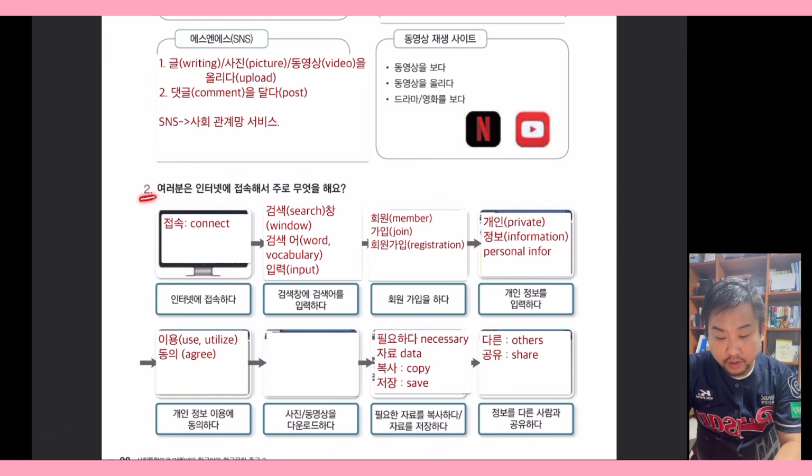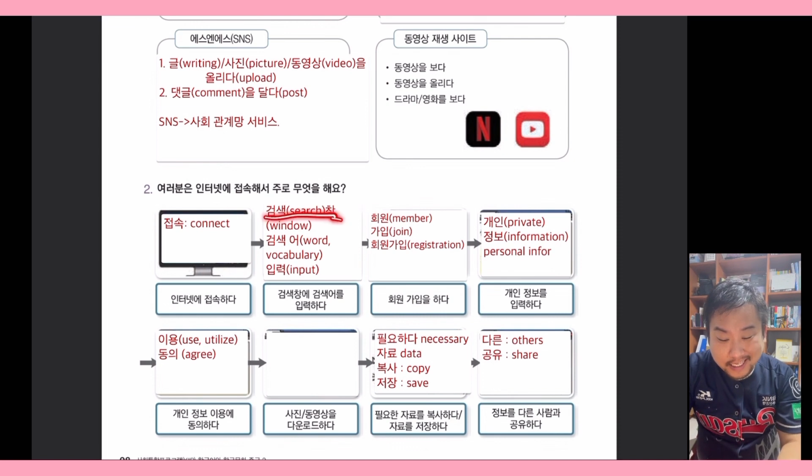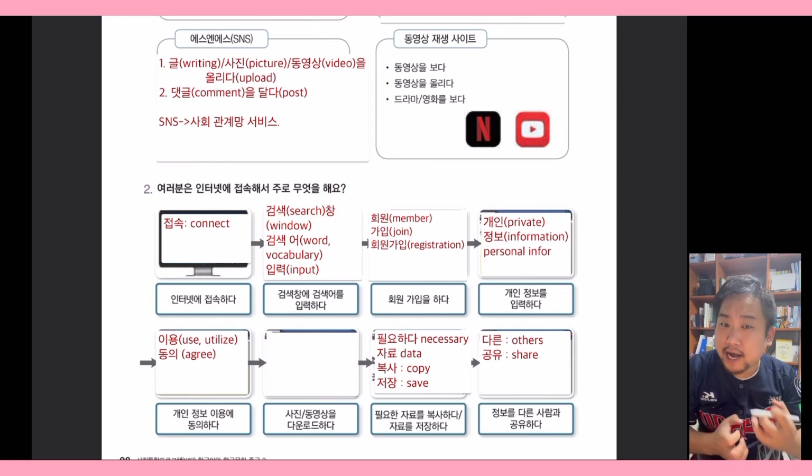Here, number 2, 여러분은 인터넷에 접속해서 주로 무엇을 해요? What are you doing when you 접속, connect to the internet? What do you do after you're connected? What do you usually do on the internet? So 검색창. 창 is 창문, like a window. So search window에 검색어, a word or vocabulary, input, typing out.